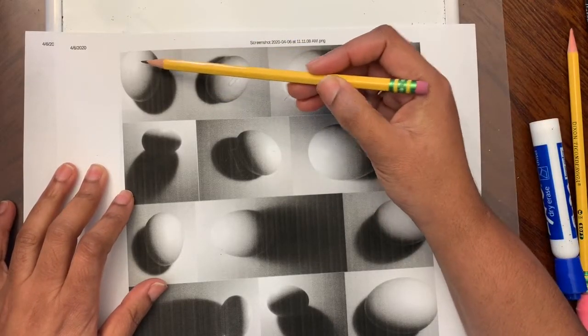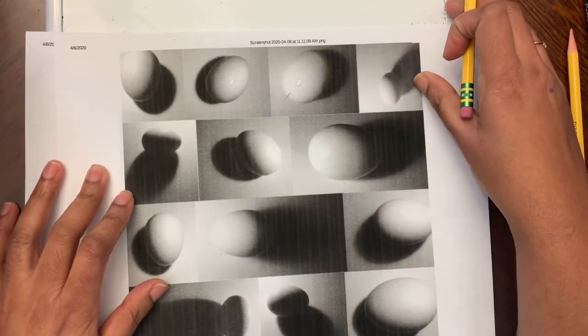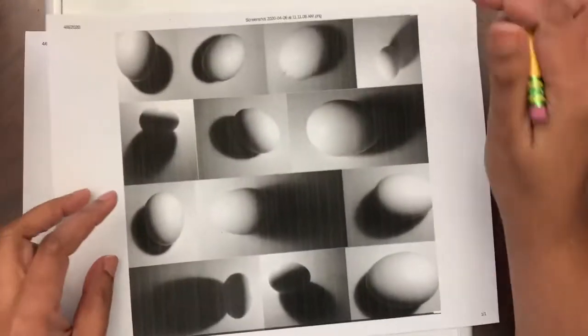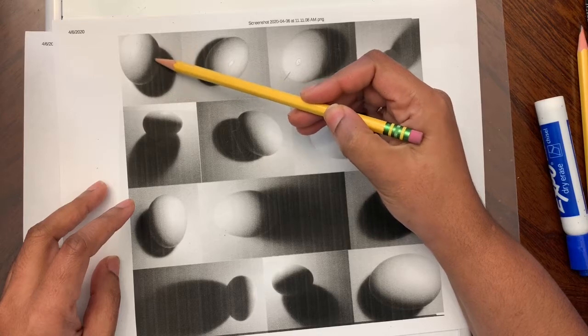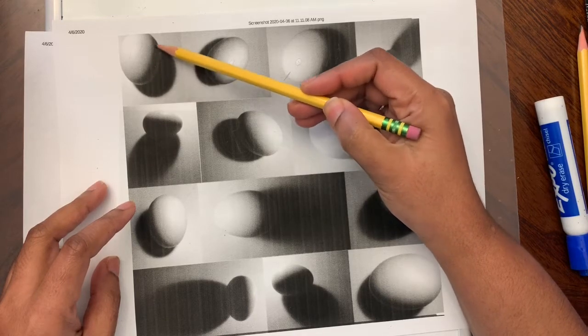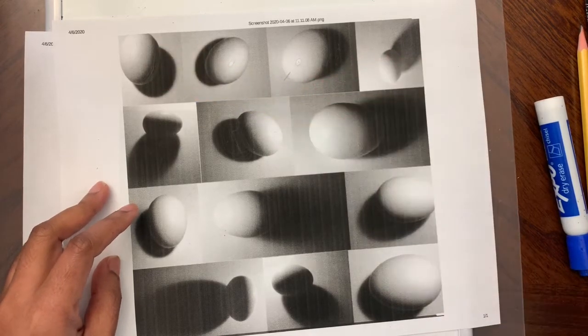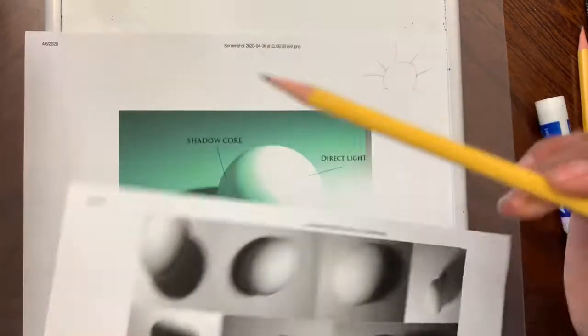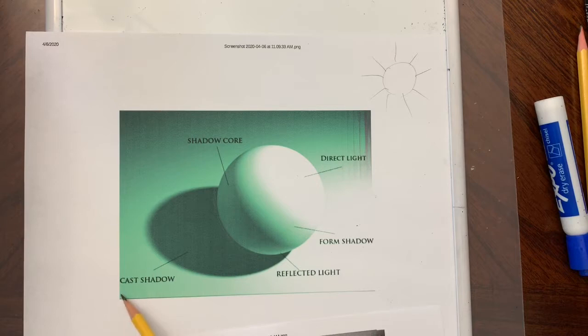Now, where is the shadow? The core shadow. The core shadow is over here. Can you see the core shadow? The darkest part on the egg is over here. And this is the cast shadow. Cast is C-A-S-T, cast shadow.